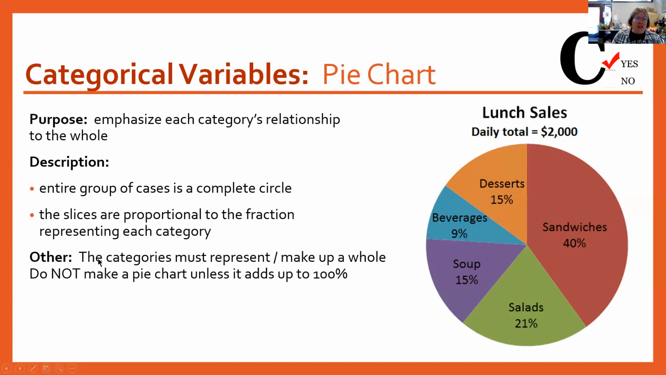And there's a note here. The categories must make up a whole. Don't make a pie chart unless it adds up to 100%. A bar chart you can use with any categorical variable you want. If you're going to do a pie chart, there are a couple of things you have to check first to make sure that a pie chart is appropriate. So let's take a look at those.